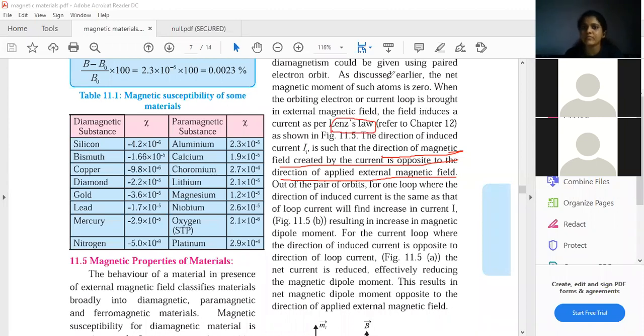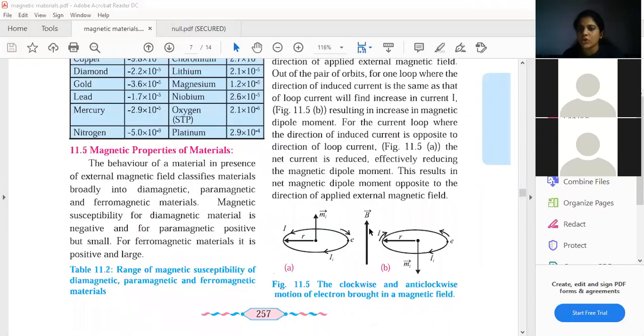Next, what they have written: out of the pair of orbits, for one loop the direction of the induced current is the same as that of the loop current. They are talking about this second diagram. You can see in this second diagram, the original current direction and the induced current direction are in the same manner; both have the same direction. And in the first diagram, the original current direction and the induced current direction are in opposite ways. All right, students, I'll continue with the explanation.